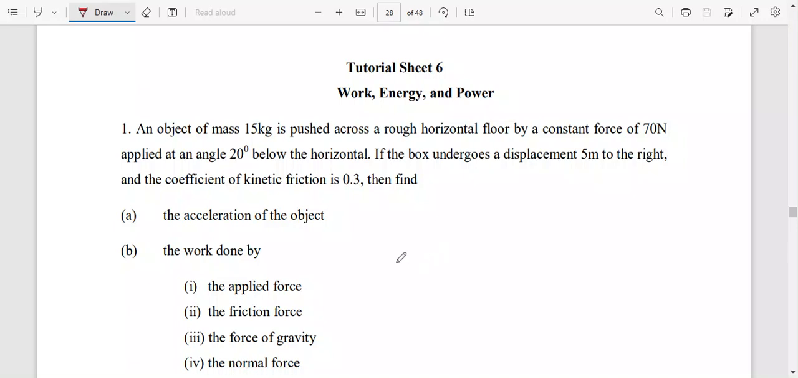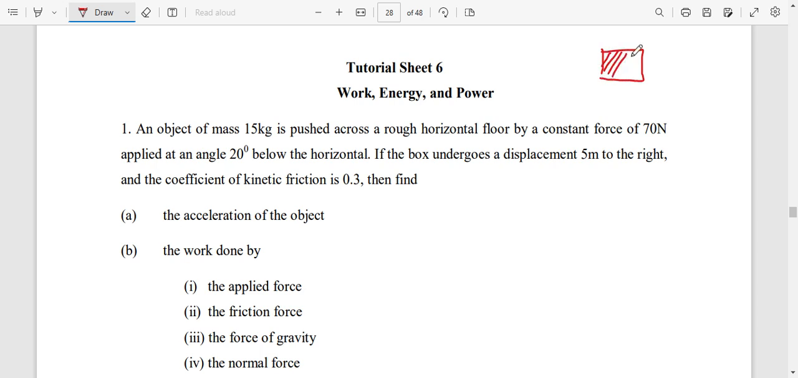All right, so work, power and energy. Question 1. An object of mass 15 kg is pushed along a rough horizontal floor by a constant force of 70 newtons. So you can even get to visualize what the question is talking about.